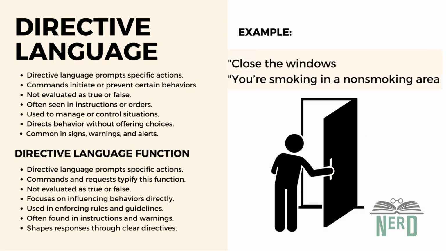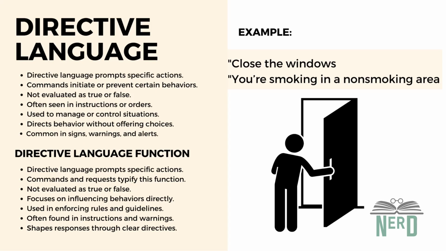Directive language. This one's about getting someone to do something. It's not really about true or false stuff. It's more command central, like when you tell someone, "turn off the light," or hint at them to move by saying, "you're standing where it says no loitering." You're basically nudging them to do something without making it an open choice.